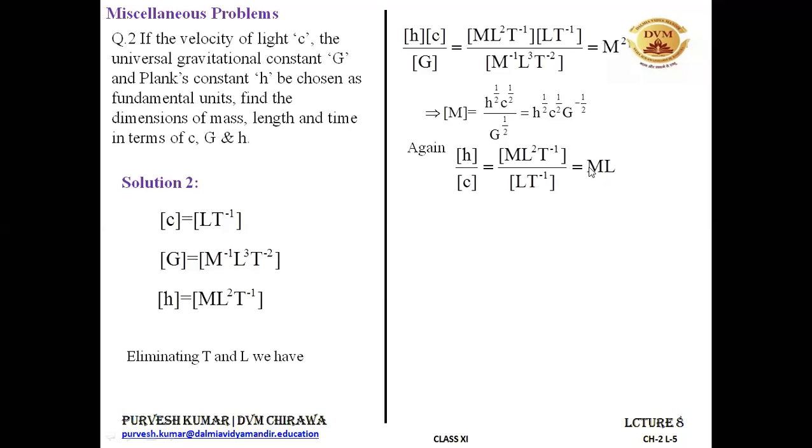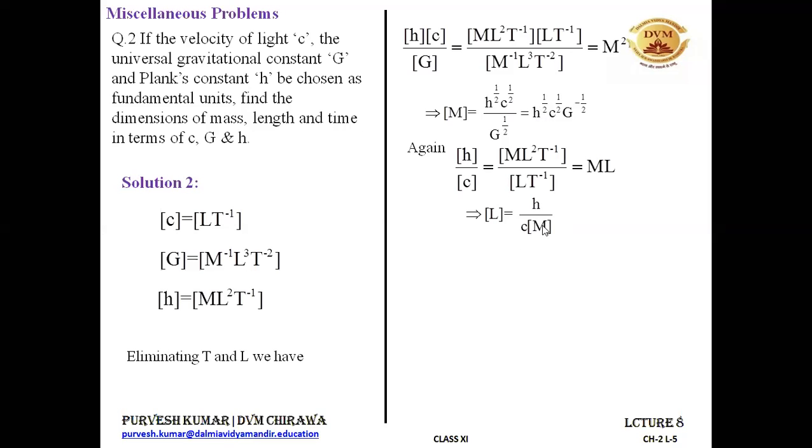So now you can write the dimensions of L equal to the dimension of h by c multiplied by the dimension of M. You take this M in the denominator of this h by c. So you are left with dimensions of L equal to dimensions of h divided by dimensions of c multiplied by dimensions of M. Dimensions of M you have just found out: h to the power half, c to the power half, G to the power minus half. We need to express this L in terms of h, c, and G only.